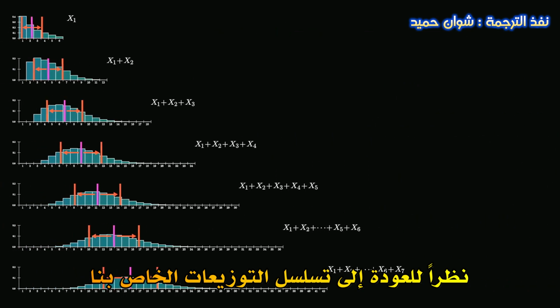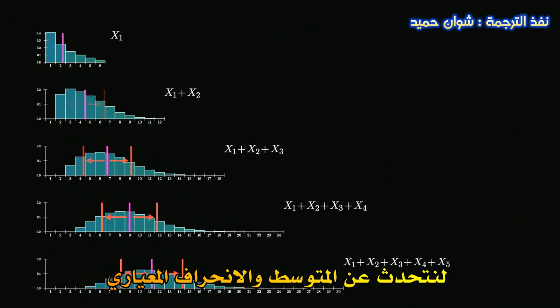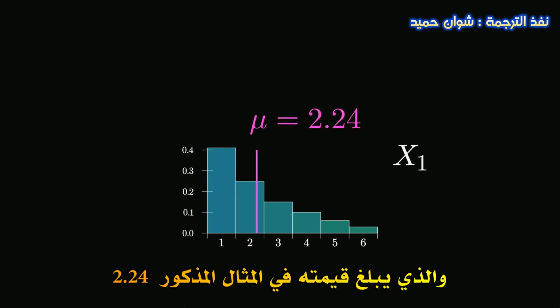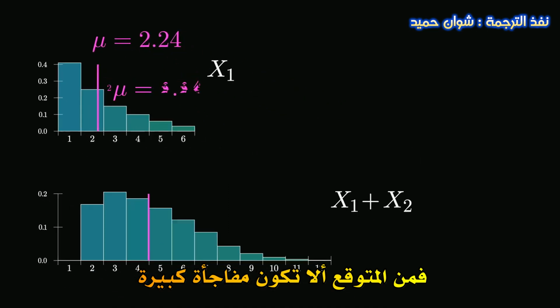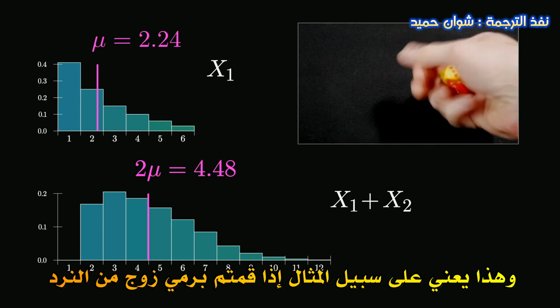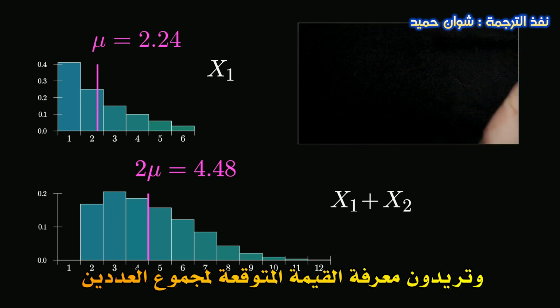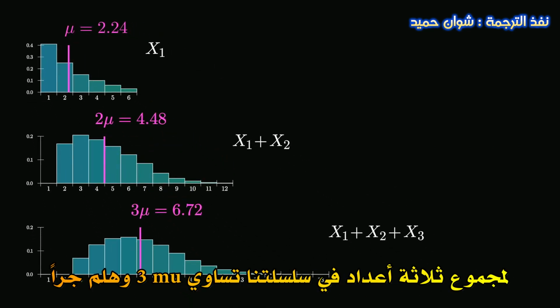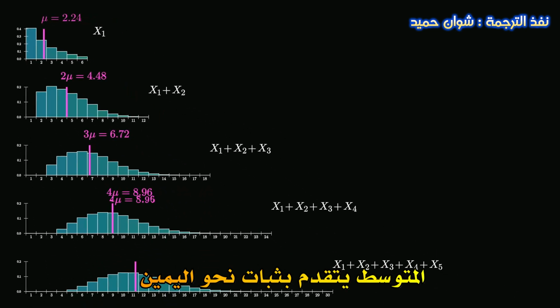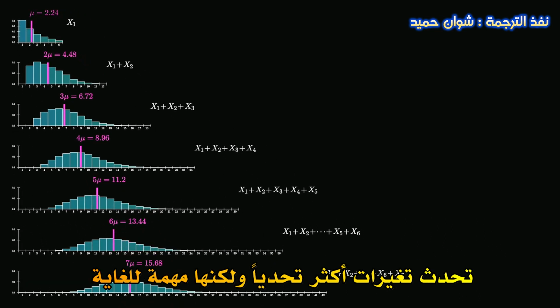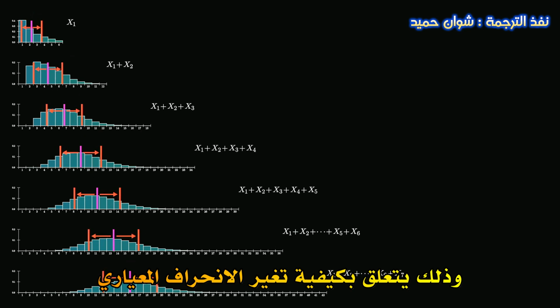Looking back at our sequence of distributions, let's talk about the mean and standard deviation. If we call the mean of the initial distribution mu, which for the one illustrated happens to be 2.24, hopefully it won't be too surprising if I tell you that the mean of the next one is 2 times mu. That is, you roll a pair of dice, you want to know the expected value of the sum, it's 2 times the expected value for a single die. Similarly, the expected value for our sum of size 3 is 3 times mu, and so on and so forth. The mean just marches steadily on to the right, which is why our distributions seem to be drifting off in that direction. A little more challenging, but very important, is to describe how the standard deviation changes.